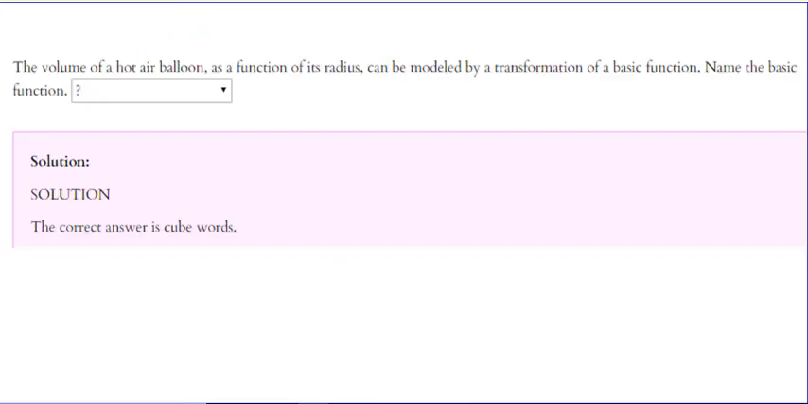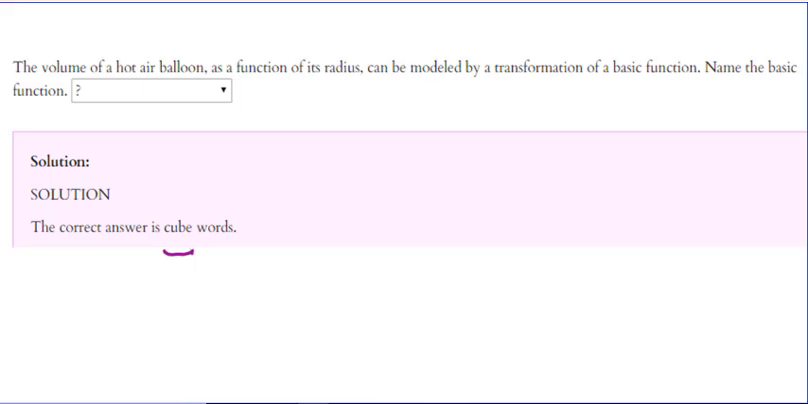Okay, I wanted you to see these because even I was kind of like, okay, what are they trying to get to on these problems? And so the modeling portion of it really is a little bit ambiguous, but the volume of a hot air balloon as a function of its radius can be modeled by a basic function. Well, volume is cube, right? Cubic. So the word they're wanting is cubed.